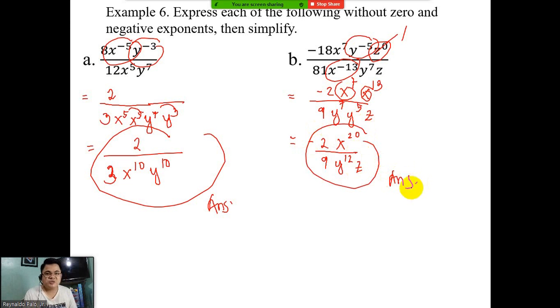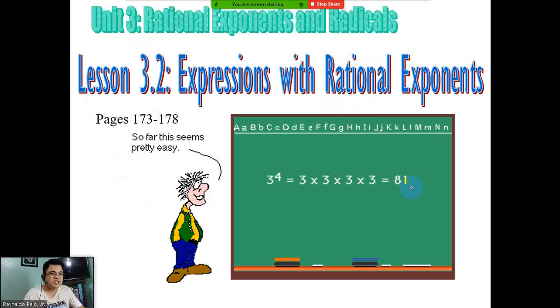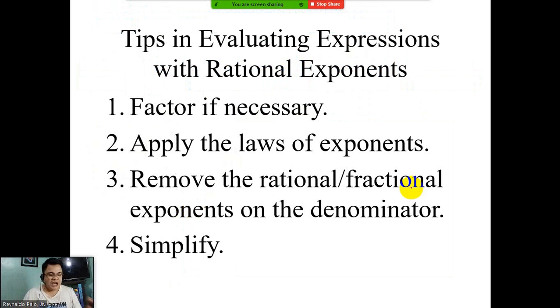Alright, so in the next part, we are going to apply the laws of exponents in simplifying expressions with rational exponents. When we say rational exponents, guys, we are dealing with exponents that are fractions. So how are we going to simplify the expressions? These are the tips that we can actually take note of in evaluating expressions with rational exponents.